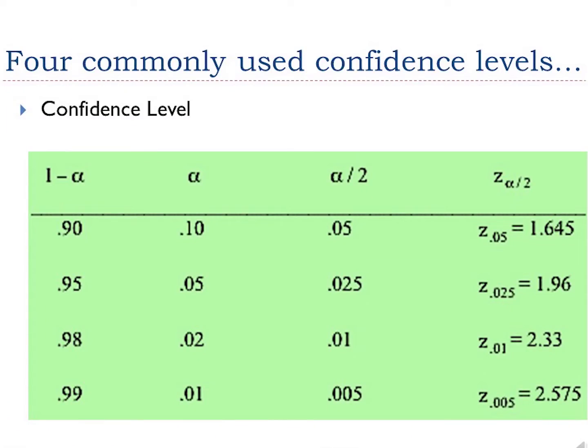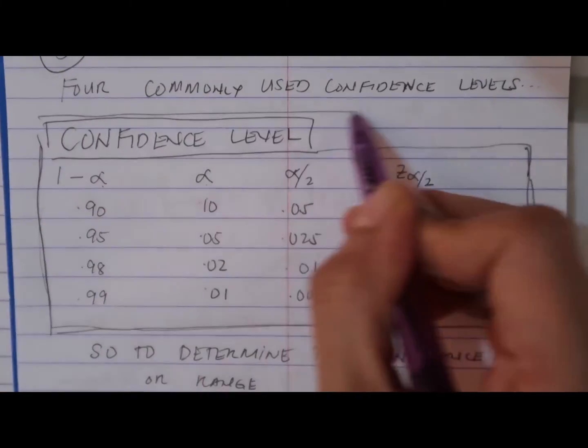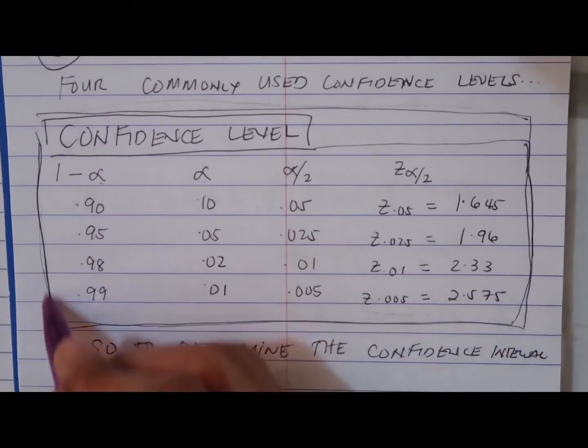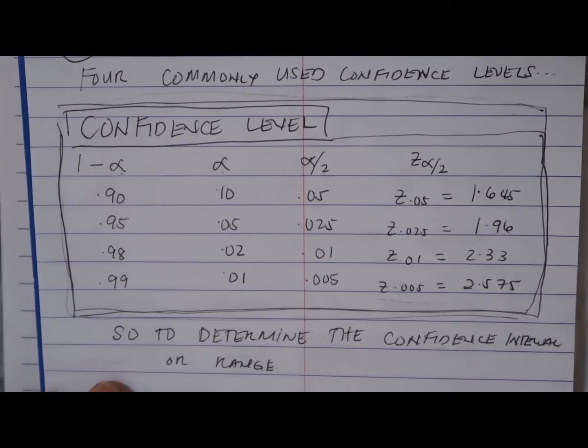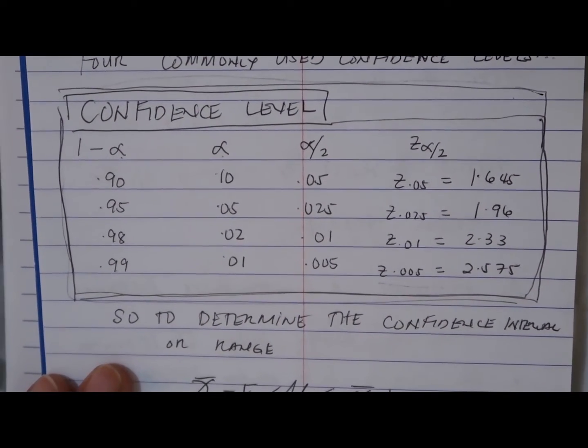The table of confidence levels: 1 minus alpha over 2, z alpha over 2. You need this in determining the confidence level. There are two ways to solve it: by memorizing the table, or you can do it in a manual manner. I will explain that as we go along in the series of examples.